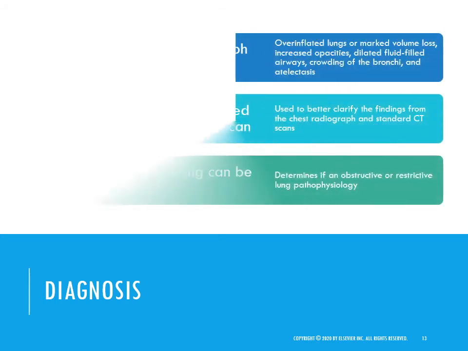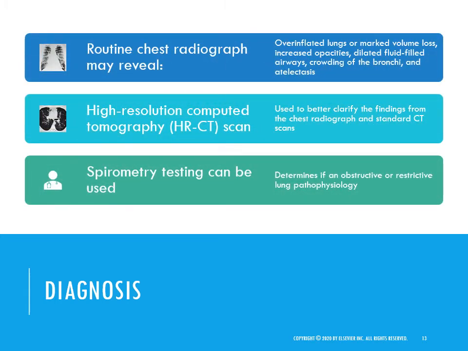Diagnosis. A routine chest X-ray may reveal such findings as overinflated lungs or marked volume loss, increased opacities, as in pneumonia, dilated fluid-filled airways, crowding of the bronchi, or atelectasis. Although bronchography is now rarely performed, bronchograms can confirm cylindrical, cystic, or varicose bronchiectasis, as you've seen.